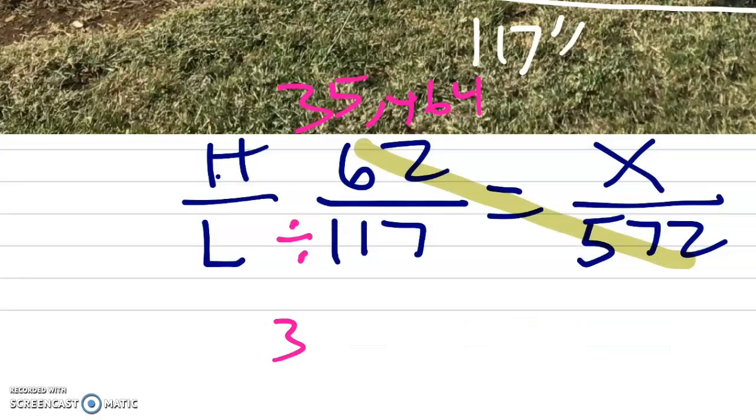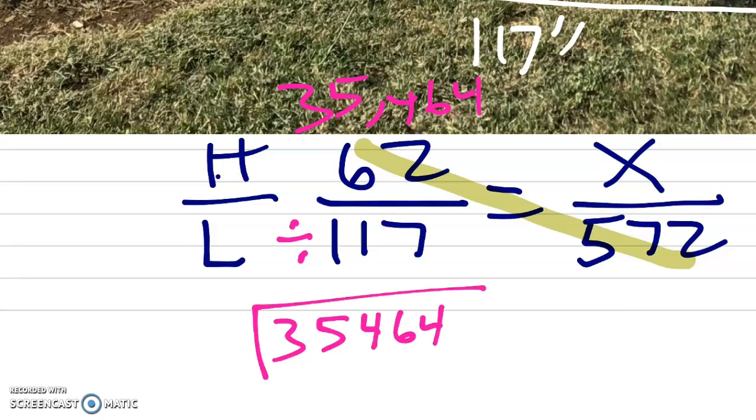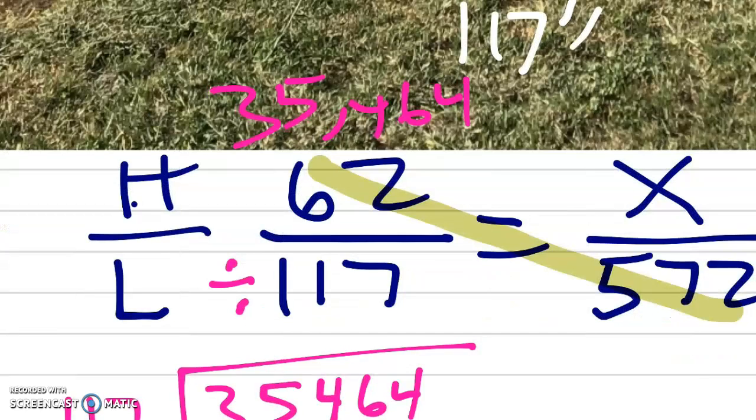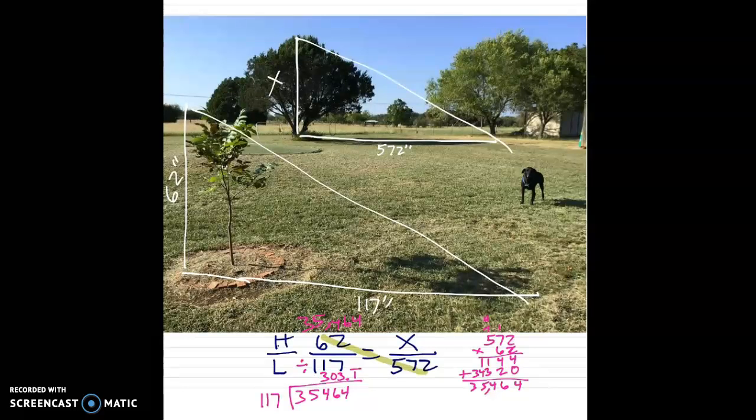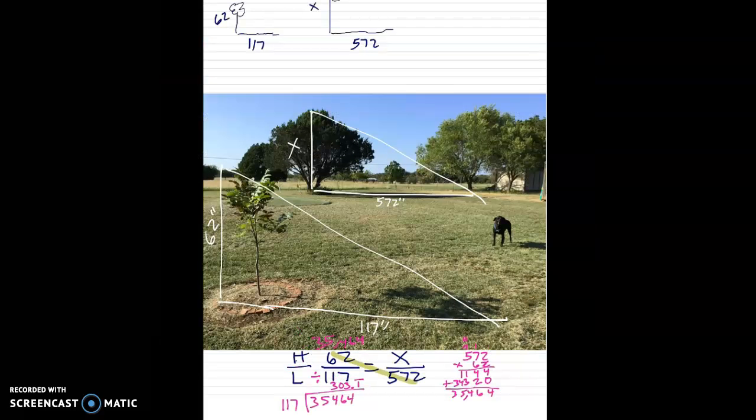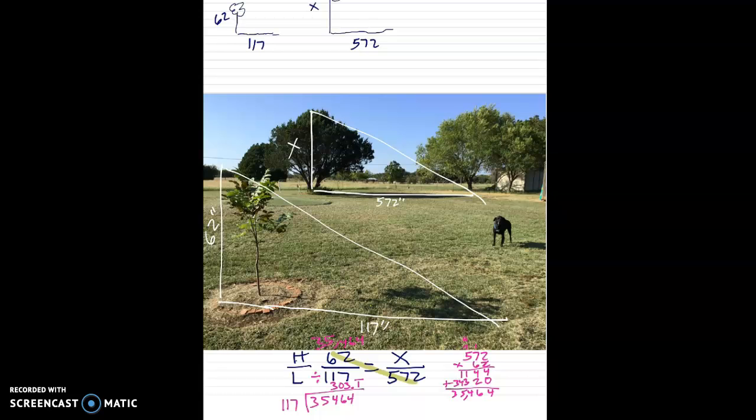I'm going to save you some time, and I'm going to use my calculator. 35,464 divided by 117. We get 303 and 1/10 repeated. So that's using a proportion to find a missing measurement of something that is out there in nature, which I was fairly close as far as the estimation goes.